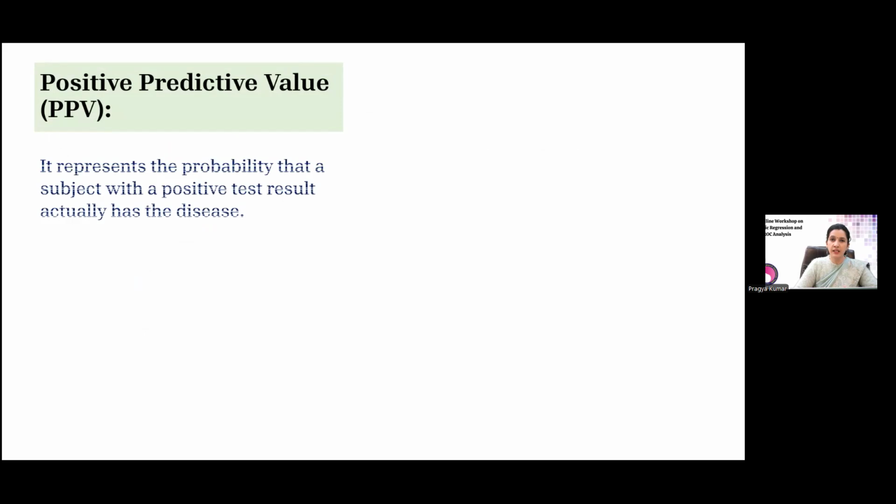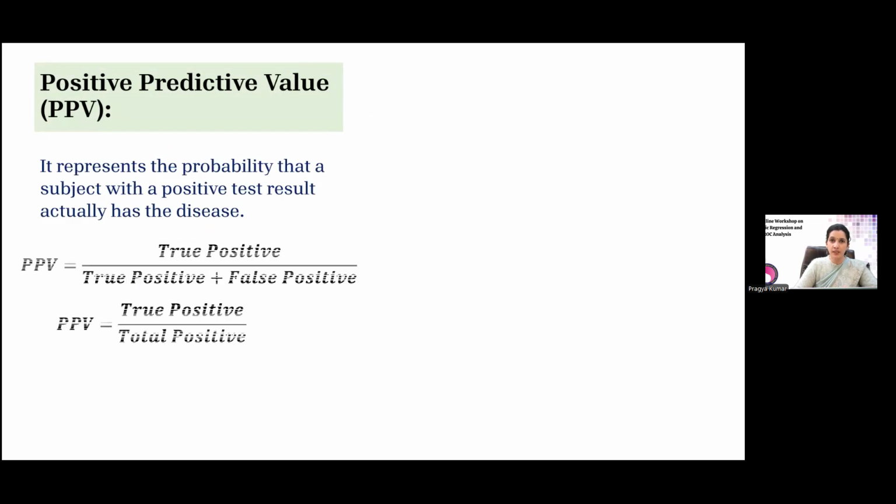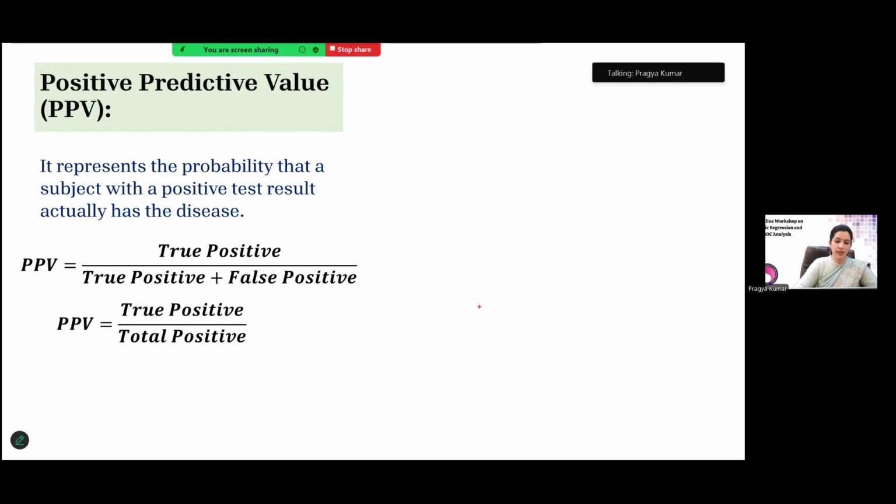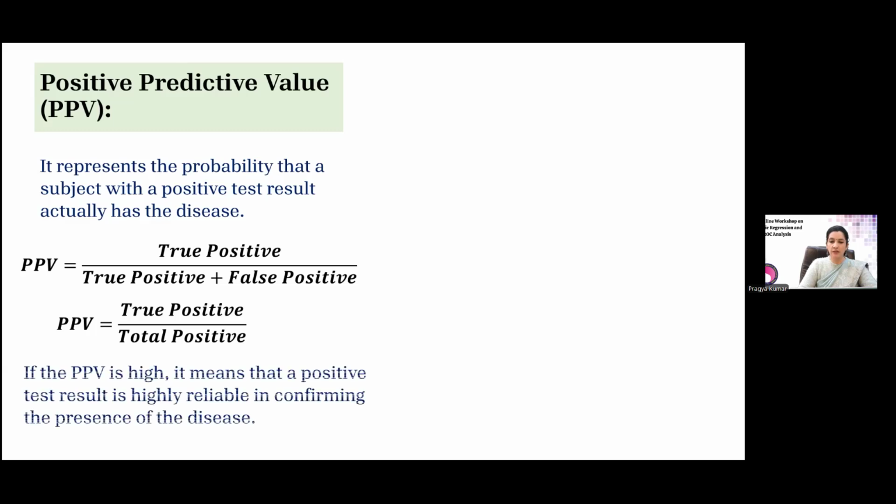So basically, out of all tested positive, how many of them are actually positive? So in the numerator, what do you take? You take true positive. And in the denominator, what do you take? You take the total positive. So out of total positive, for which the test has given the positive result, how many of them are actually suffering from disease? So if a positive predictive value is high, that means a test is highly reliable in confirming the presence of disease.